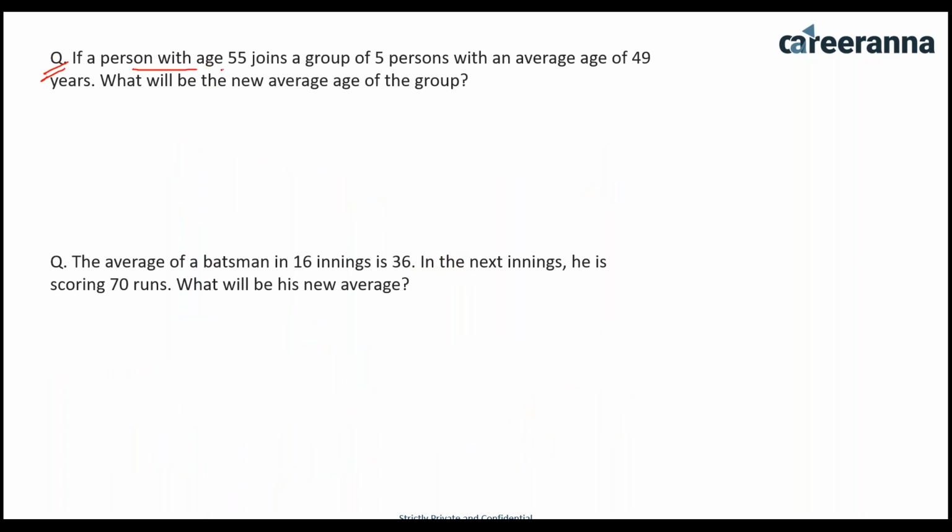If a person with age 55 joins a group of 5 persons with an average age of 49 years, what will be the new average age of the group? Very easy question. Fifty. Okay.